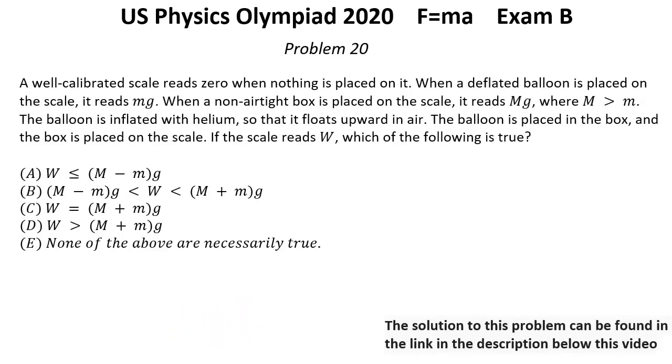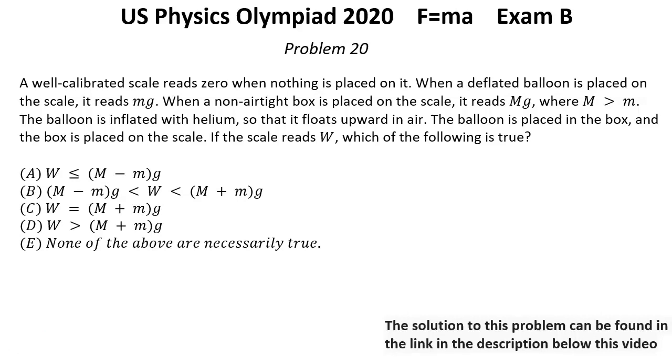Problem number 20. A well-calibrated scale reads 0 when nothing is placed on it. When a deflated balloon is placed on the scale, it reads small m g. When a non-airtight box is placed on the scale, it reads big M g, where big M is greater than small m.